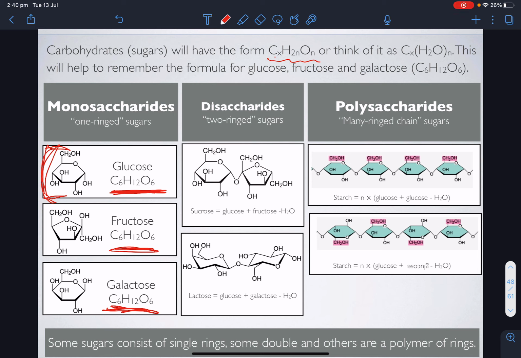C6H12O6. Now, fructose, galactose, and glucose are different sugars. Notice how they're just structural isomers of each other. Same atoms bonded in different ways.